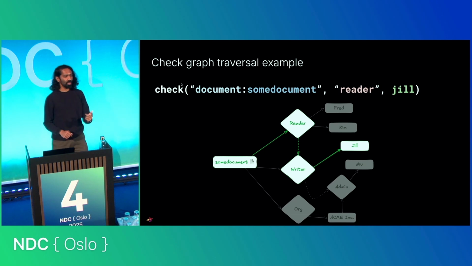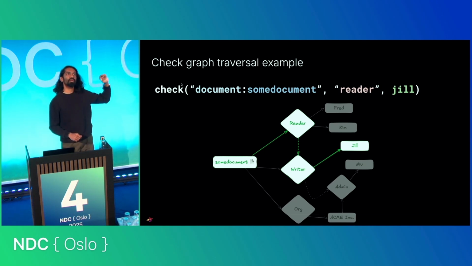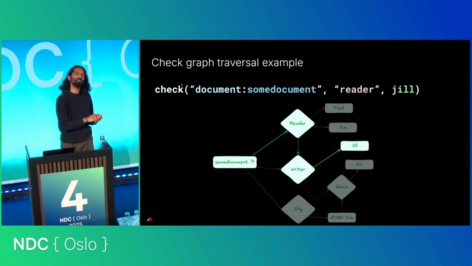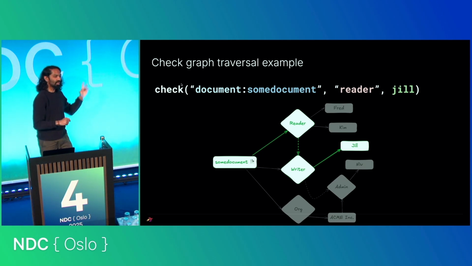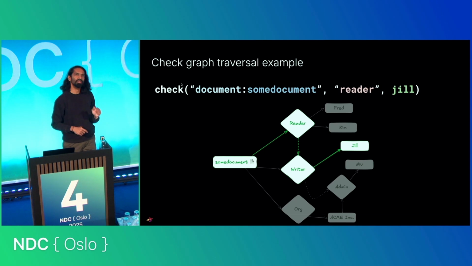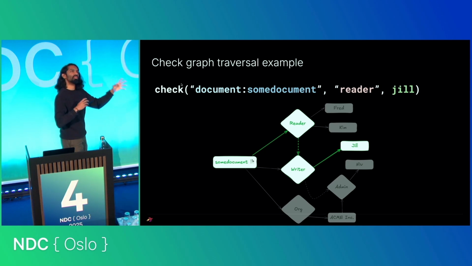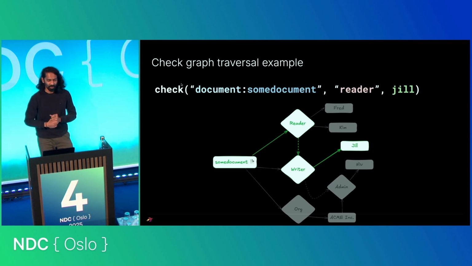If you look at it the same way from Fred, Fred does not have write permissions to this document because there's no unidirectional path from some document to writer to Fred. On the other hand, Niv does have reader permissions because, again, we can draw a unidirectional path from some document to reader to Niv. And essentially, this was the thinking behind relationship-based access control and Zanzibar.